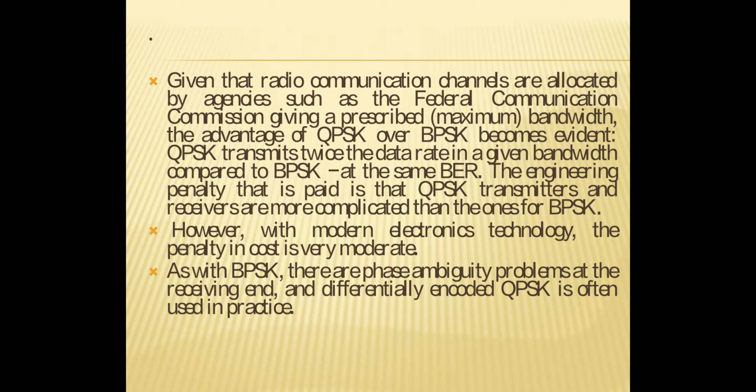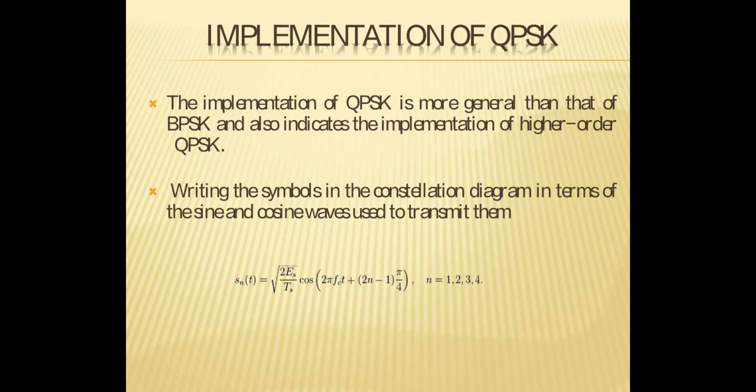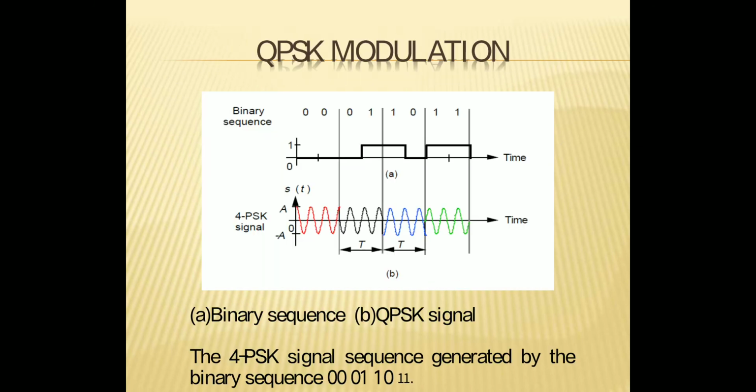As with BPSK, there are phase ambiguity problems at the receiving end. That means there will be some type of phase confusion, meaning in detection we may have errors. And differentially encoded QPSK is often used in practice. So we will see how QPSK is implemented.